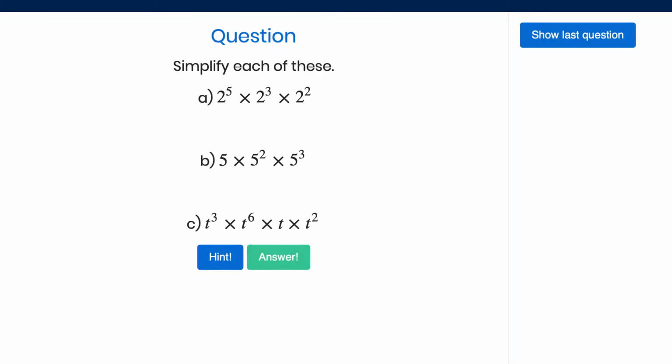Okay, so now let's get a little harder. So simplify each of these. Pause the video and have a go. As a hint, we've got a 5 on its own here, and that is just the same as 5 to the power of 1.